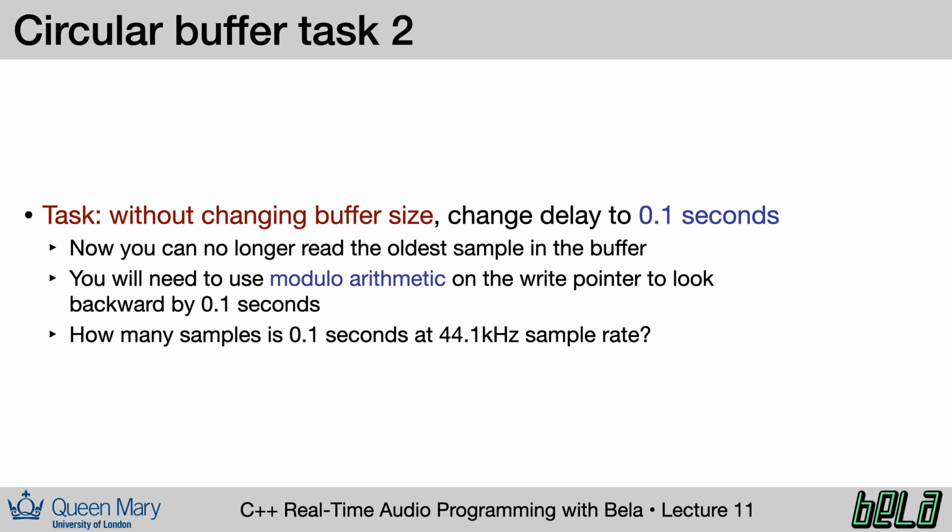Our second coding task then is to change the length of the delay. I don't want you to change the length of the circular buffer, leave that at half a second, but I want you to use modulo arithmetic so that the delay that you get is only 0.1 seconds rather than the entire length of the buffer. It's worth considering how you would convert a tenth of a second into samples. You might even do that inside of the setup function. Pause the video here and see if you can get this shorter delay working.